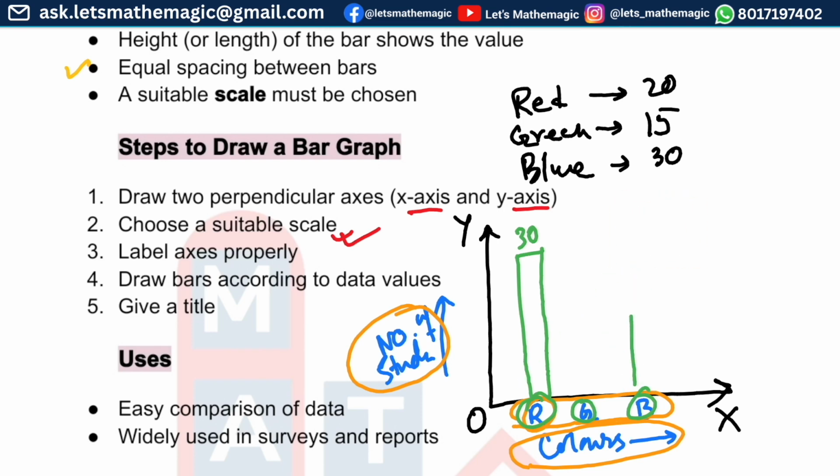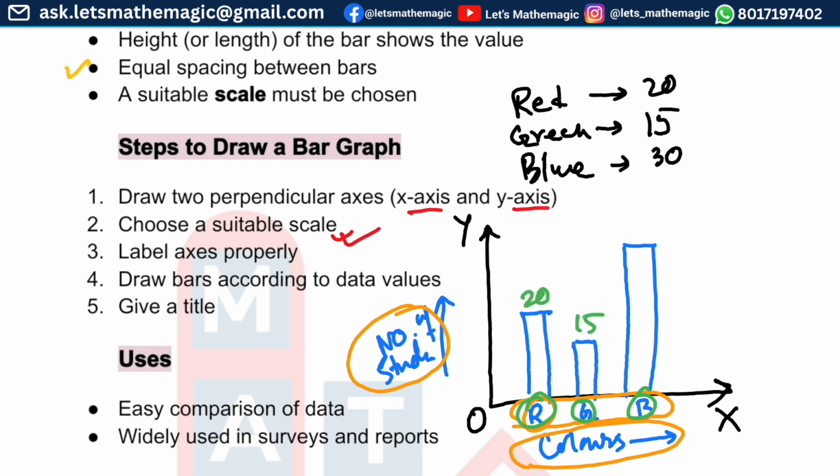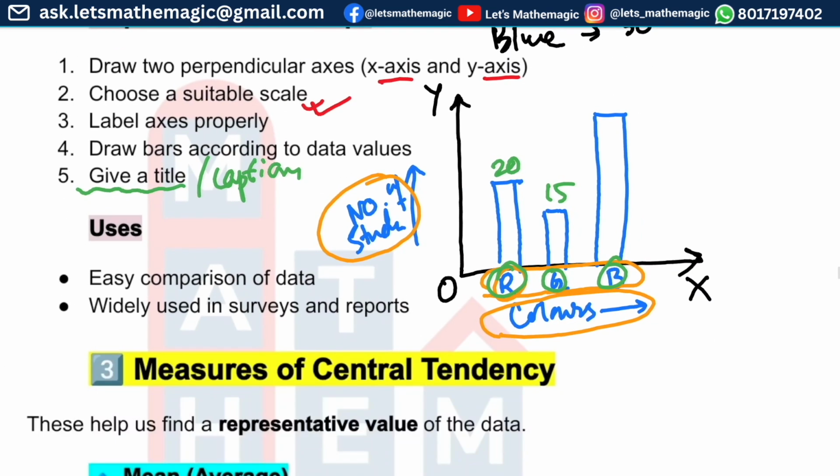All right, so keep in mind that the data that they have given, we follow it and do it according to that. All right, and give a title, or if I say, a caption. Caption means what graph you have drawn. So here you write that the above graph represents the favorite colors of the number of students.